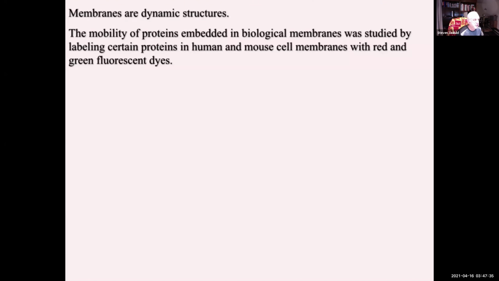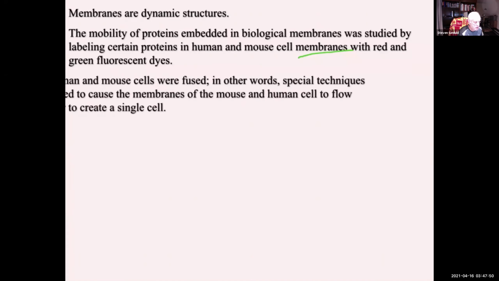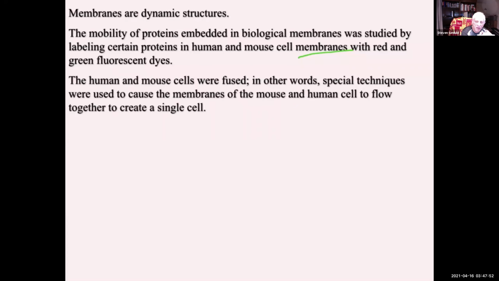We'll finish up in just a little bit here. So the mobility of proteins embedded in biological membranes is studied by labeling certain proteins in human and mouse cell membranes with red and green fluorescent dyes. So you can label them and you can see where they go as they change. The human and mouse cells are fused together, causing the membranes of the mouse and human to flow together to create a single cell.